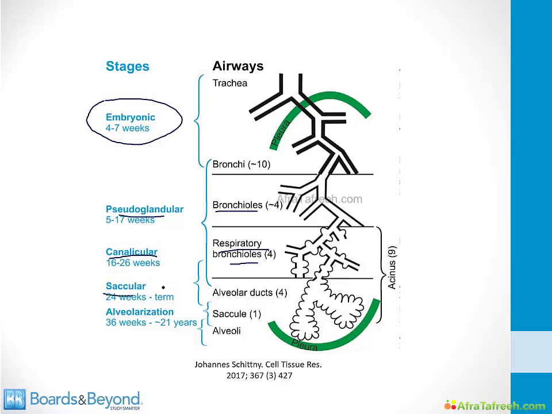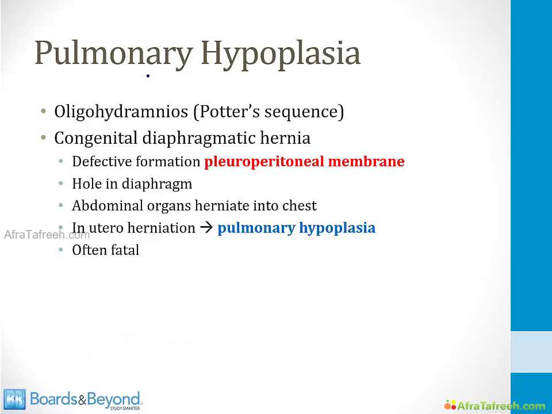The saccular phase gets its name because that's where the alveolar ducts or sacs begin to form. And then alveolarization occurs after birth and into young adulthood, and that's where the alveoli continue to increase in number. If anything disrupts this process of lung development in utero, that leads to pulmonary hypoplasia, which means underdevelopment of the lungs. The first potential cause of pulmonary hypoplasia we've already discussed. That's oligohydramnios. That's when there isn't enough amniotic fluid for the baby to swallow and fill the lungs.